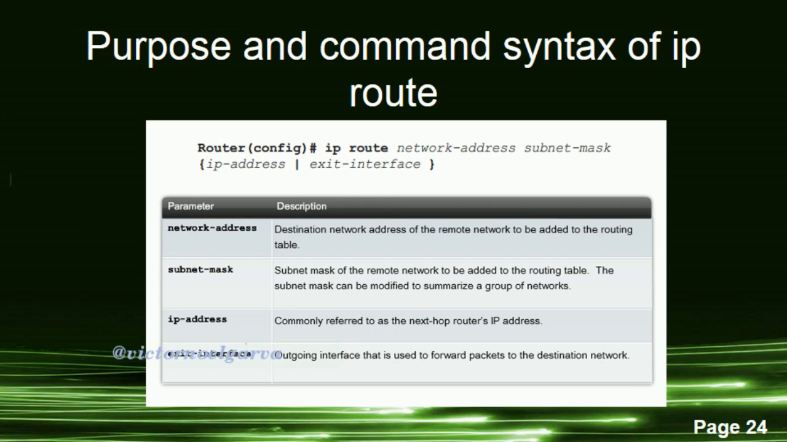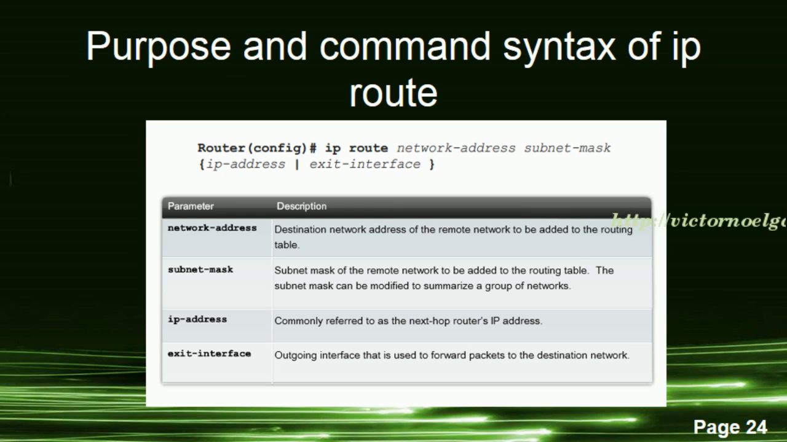The IP route command. The command for configuring a static route is ip route. As shown in the figure, we will use a simpler version of the syntax. The following parameters are used. Network address, the destination network address of the remote network to be added to the routing table. Subnet mask of the remote network to be added to the routing table. The subnet mask can be modified to summarize a group of networks.